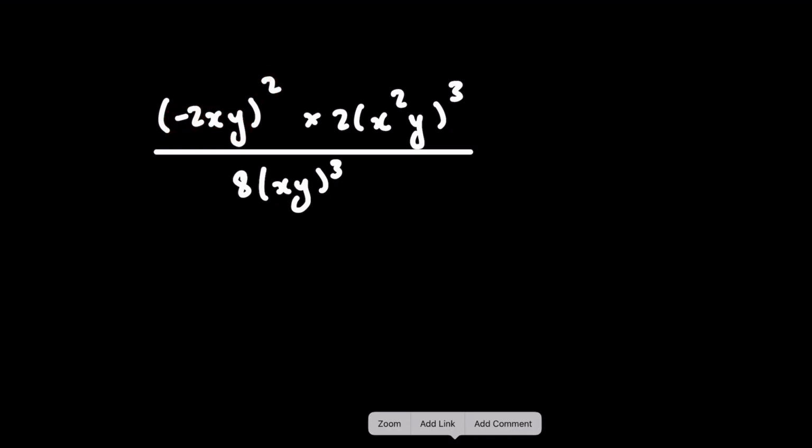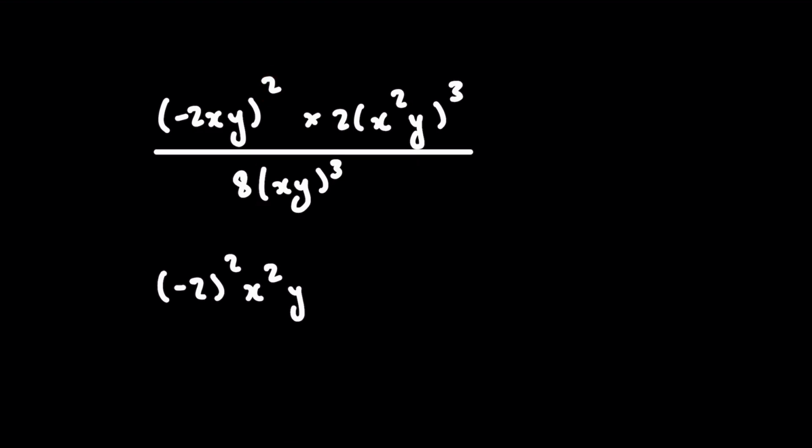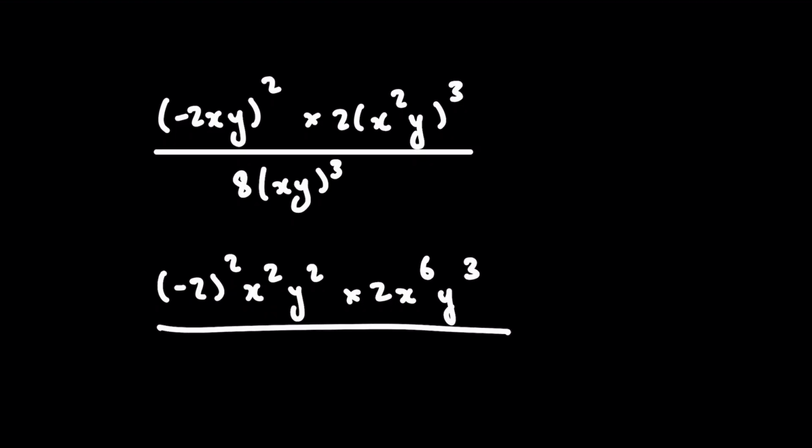And what I mean by that is this. When we distribute the squared here, that simply becomes minus 2 squared times by x squared times by y squared. And we can do the same thing for these two terms here. So that becomes times by 2x to the power of 2 to the power of 3. That means we can multiply the indices to make it 6, and y to the power of 3. Divided by 8x cubed, y cubed.